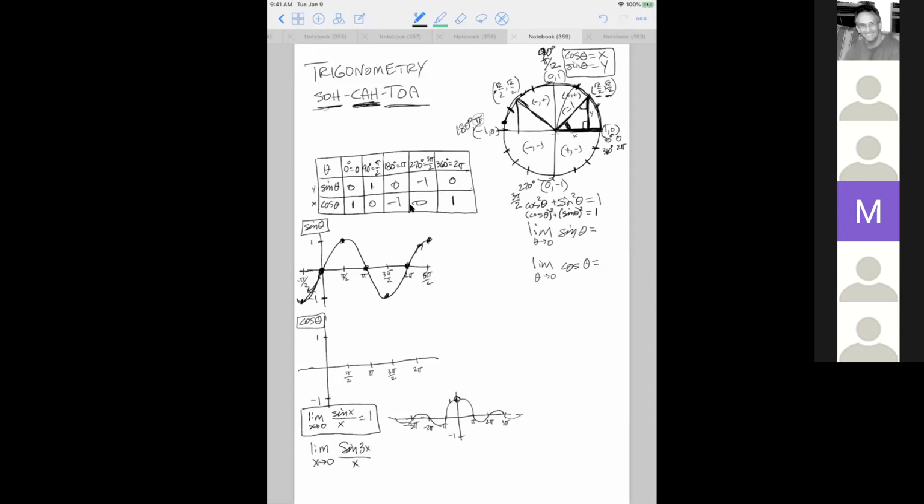Now let's go down to the cosine. Cosine at 0, we're at 1. Notice it's off the midline, whereas sine is on the midline at the start. At pi over 2, we're at 0. At pi, we're at -1.